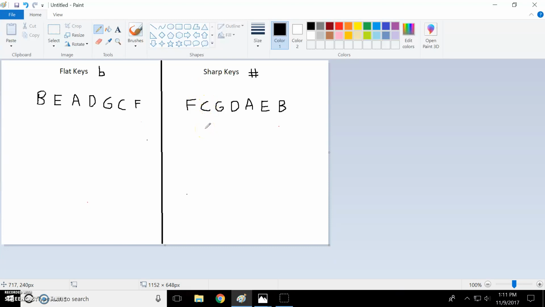If you wanted to know how many sharps were in the key signature of E major, you would go to E in your order, count back 2, and it's these 4 sharps. So now, the inverse of that would be, what key signature has 3 sharps? You find the 3rd sharp in the order, and you count up 2. And it's A. A major has these 3 sharps.